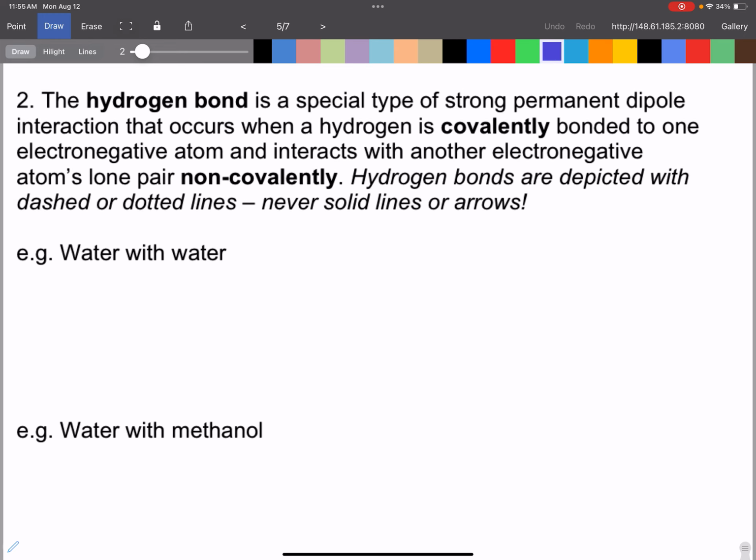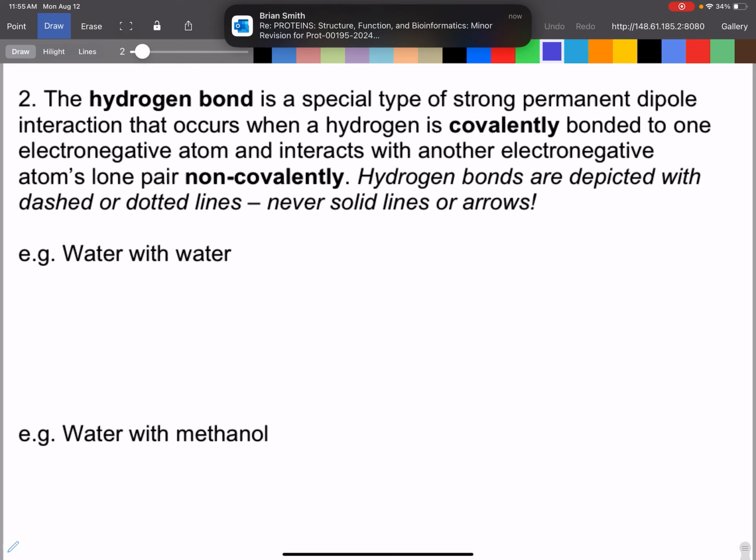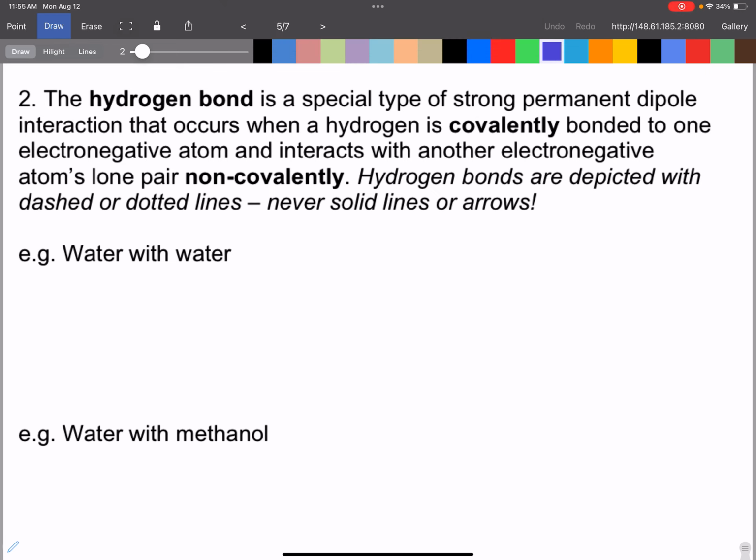Next up is the hydrogen bond. The hydrogen bond is a dipole-dipole interaction. It's just a very strong one, a special type of one. And this occurs when a hydrogen is covalently bonded to one electronegative atom. Okay, so you have a hydrogen that's covalently attached to an electronegative atom, and we're thinking here things like oxygen, nitrogen, and fluorine. For us, oxygen and nitrogen are the most important ones. And that hydrogen will interact with another electronegative atom's lone pair, and that's, again, a non-covalent interaction.